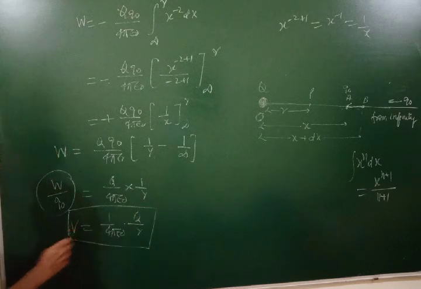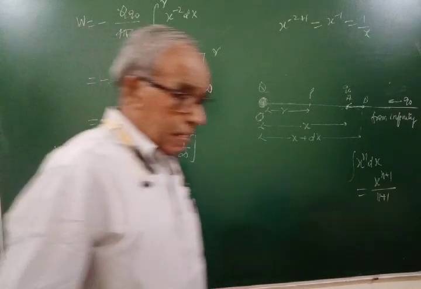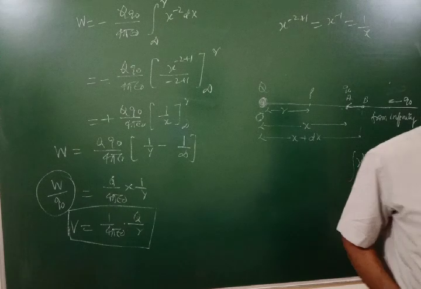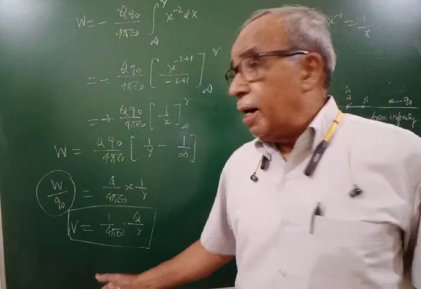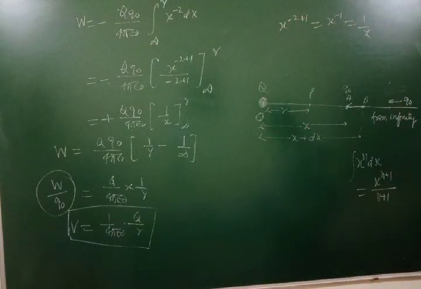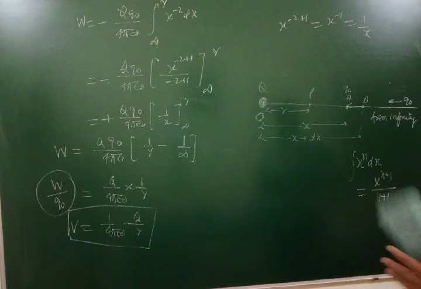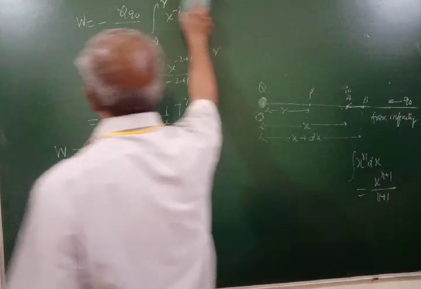Potential due to point charge Q at distance R is V equal to 1 upon 4 pi epsilon 0 Q by R. I think you have got my point. So I have derived here the potential due to point charge Q at distance R.